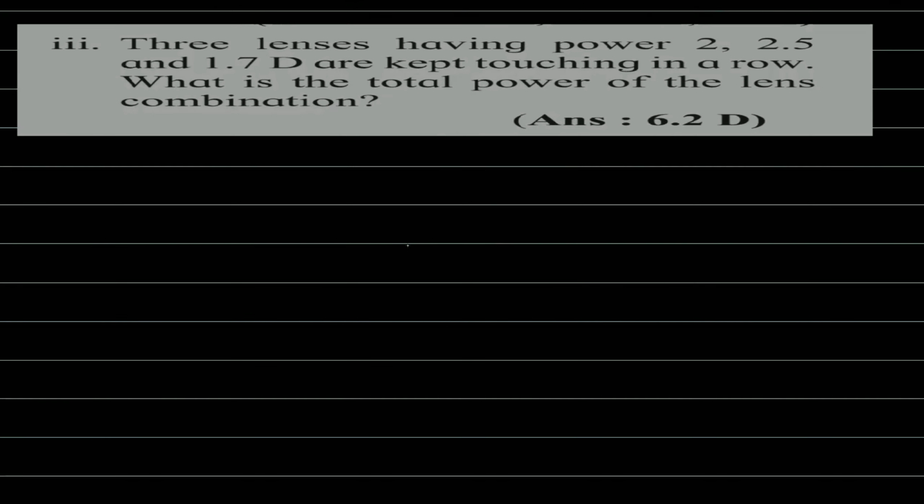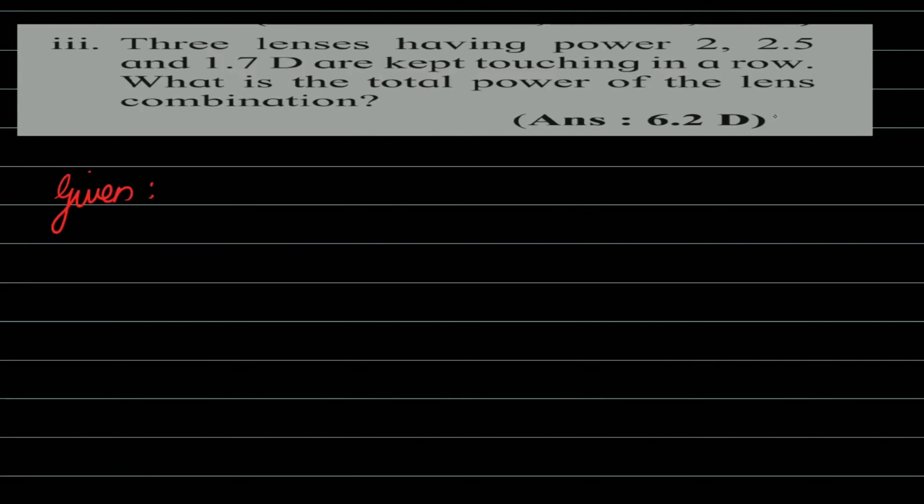What does our third question say? The three lenses having power 2, 2.5 and 1.7 diopter are kept touching in a row. Then what is the total power of the lens combination? We have to find the total power. We only have to add this power value.